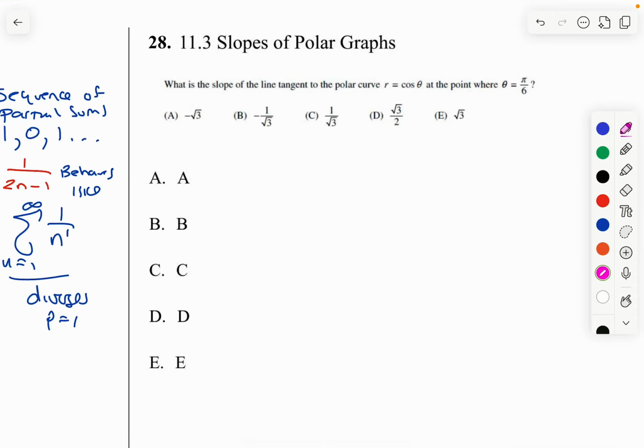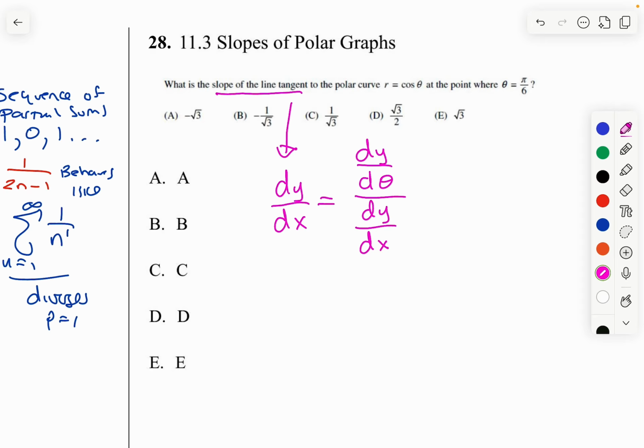Okay, so this says, what is the slope of the line tangent to the polar curve r equals cosine of theta at the point where theta is pi over 6? So in polar, slope of a tangent line, as always, is dy dx. In order to find that, we got to do dy d theta divided by dx d theta.